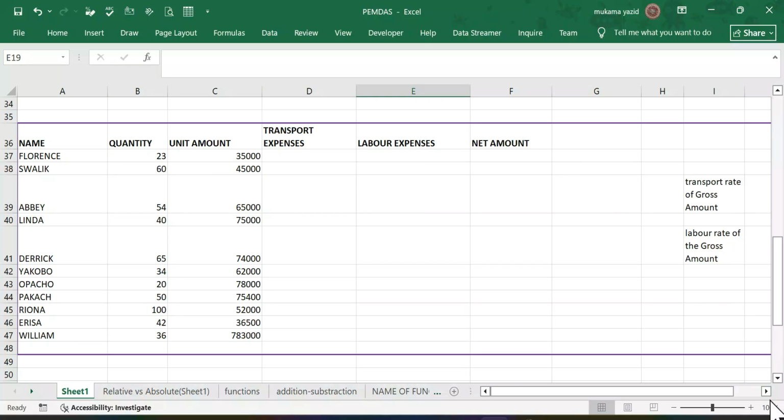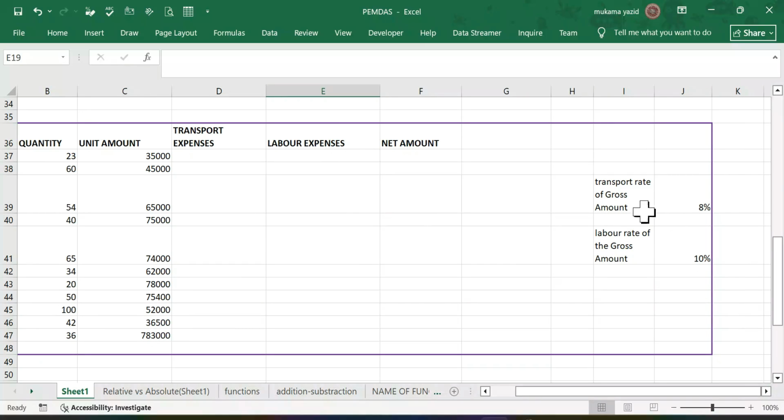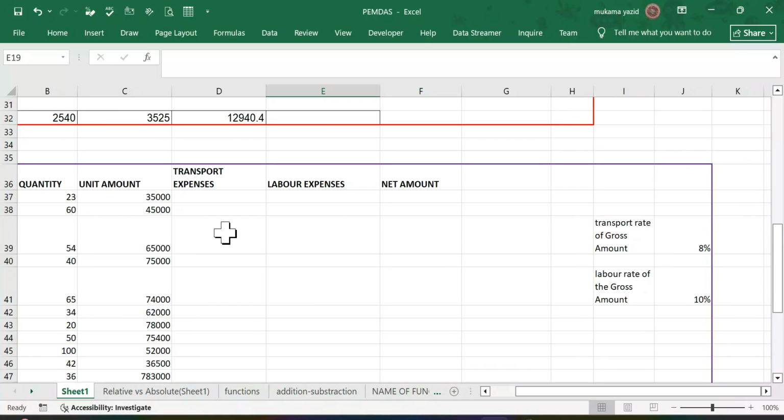So they give us something here. Hint: transport rate of gross. This one is 8% of the gross amount. This one is the labor rate of the gross amount, so it is 10%. So we should come up with this value by just selecting this. They said we have 8% as a transport expense, 8% of gross pay.